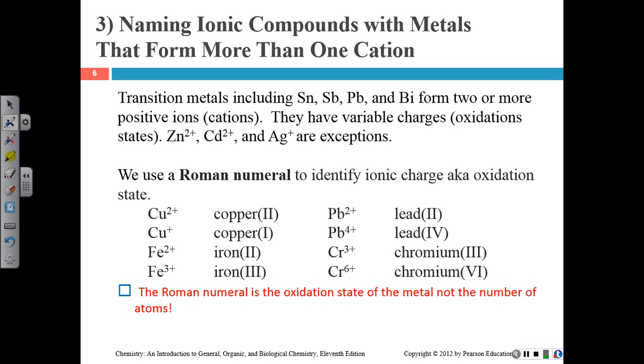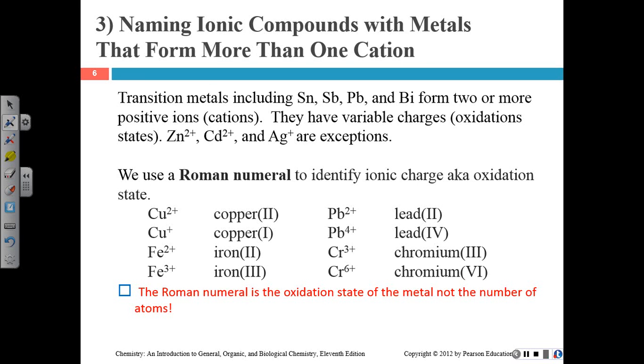When you name, you put Roman numerals outside the name of that metal. You put the oxidation state. That means this number here, the charge. That 3, that 2, that 1, that 2, they are not the number of atoms. So I have that here in red. The Roman numeral is the oxidation state. So when you name these, you're going to name the metal, and then in parenthesis, you're going to put the oxidation state, which we have to find first before we can put it in there.